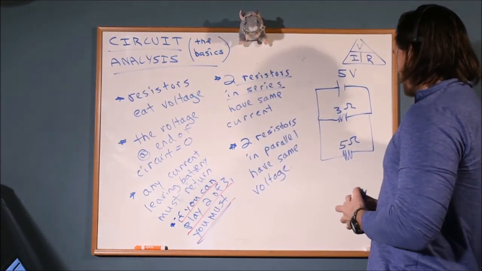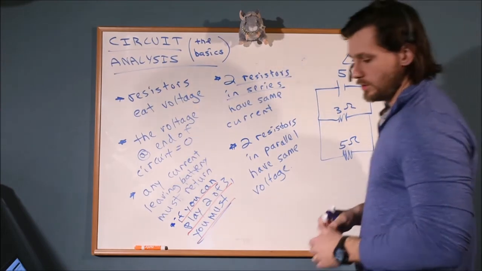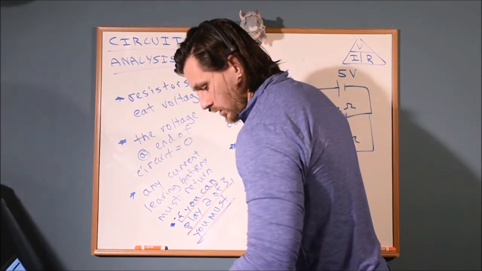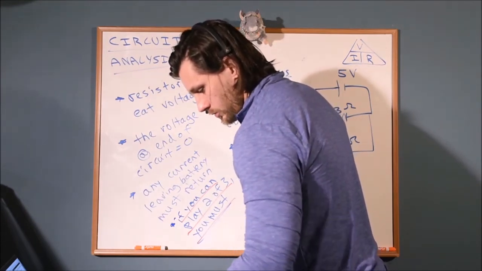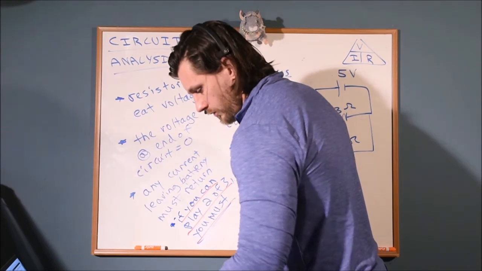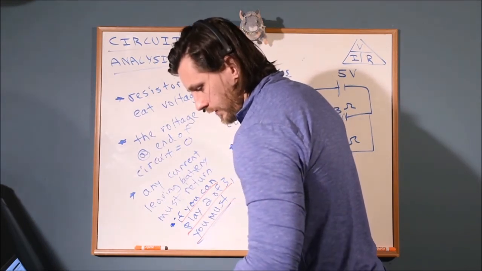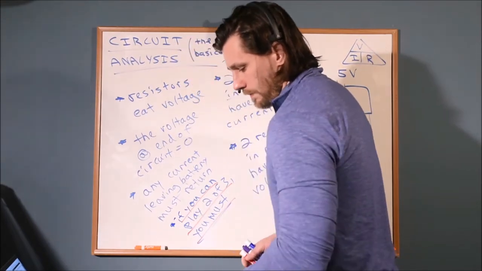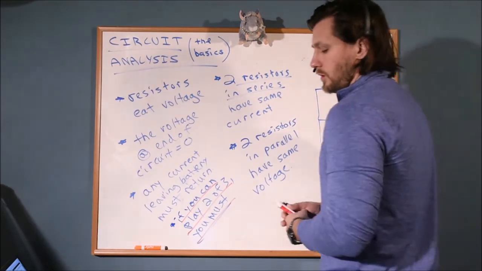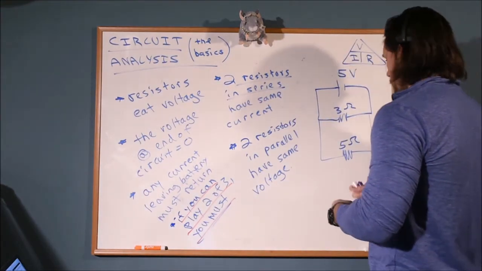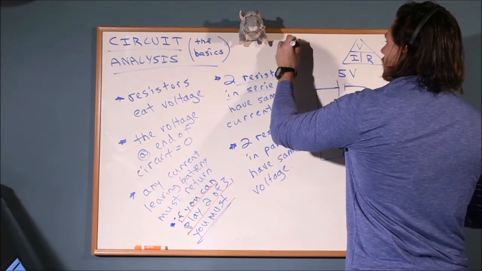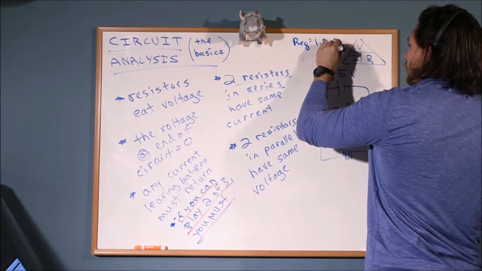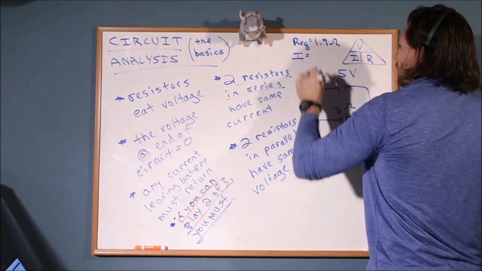Okay, so we got our circuit here. We're going to first figure out REQ. So we have, let's see, I'm using my calculator here, 1 over 3, plus 1 over 5, 8 over 15, so 15 over 8 is 1.875. So let's round up to 1.9. So REQ here is, just writing these out, REQ equals 1.9 ohms.